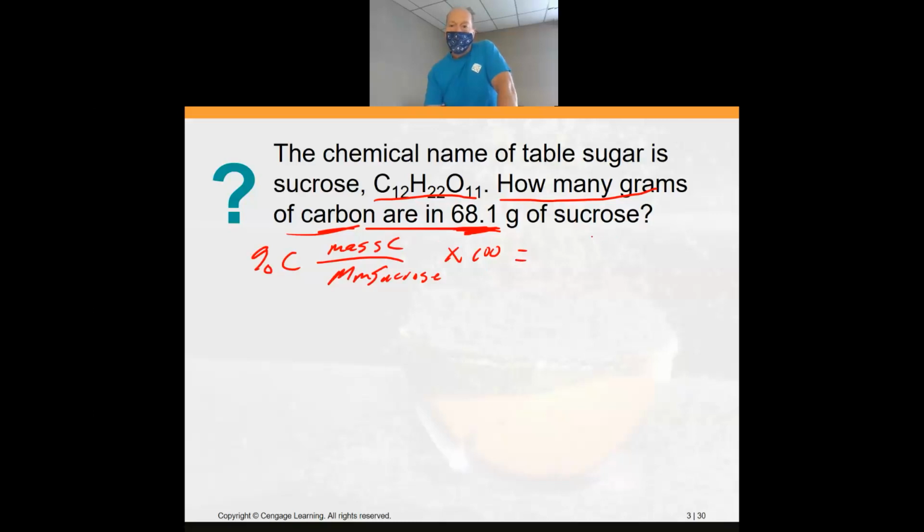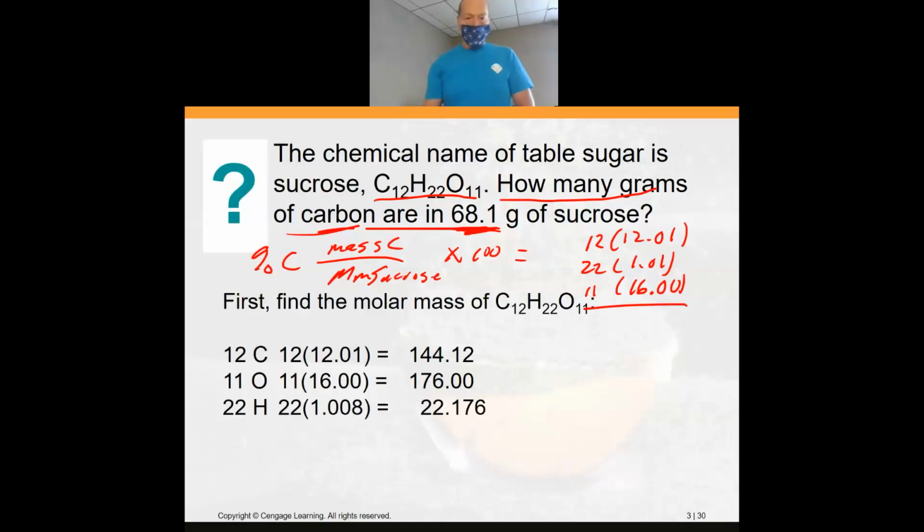So you have to take 12 times 12.01 for the molar mass of carbon. You need 22 times 1.01, that's the molar mass of hydrogen. And you need 11 times 16.00. You don't have to memorize these molar masses. The periodic table is given. And then you add them up. So again, you got 12 carbons, so 12.01 times 12. You got 11 oxygens, 11 times 16. You got 22 hydrogens, and now we're going to add them up.